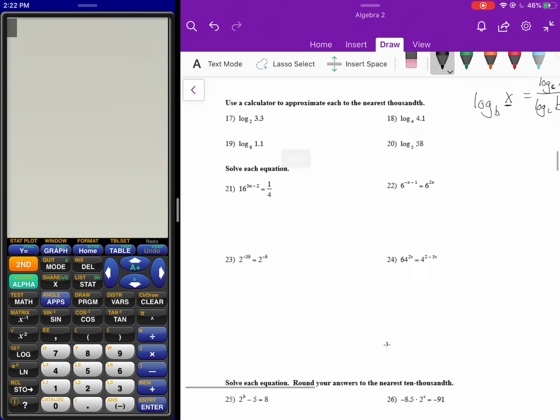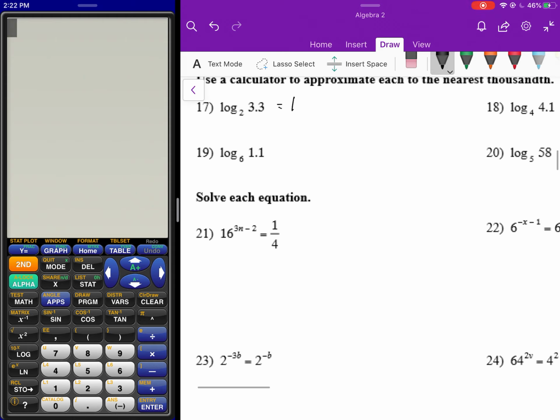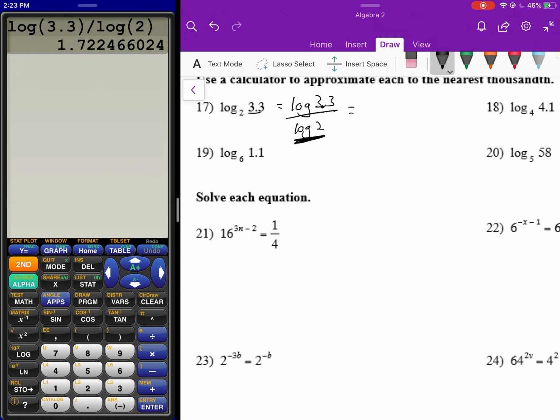I'm going to write out what we're going to be typing in our calculator. We're going to be putting log of 3.3 divided by the log of 2. Now, calculators are different, so you have to make sure you learn your calculator and how to use it. But I can hit my log button here, log of 3.3, close the parentheses, and then divided by the next part, the log of 2. So log 2, close parentheses, hit enter, and this is 1.7. It says round to the nearest thousandth, so 1.722 is our answer for that.